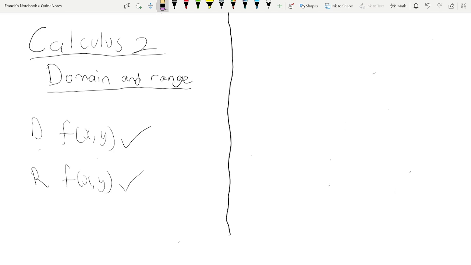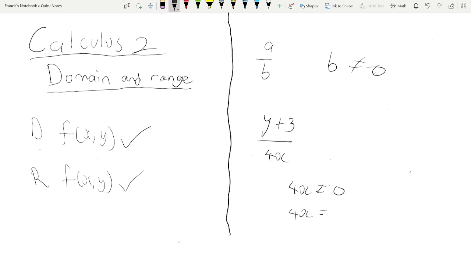So another example we can also have, remember we also had situations where we had a quotient. So maybe I have a over b. If you are doing this, you know that b cannot be equal to 0. So if I have an expression like, let's say, y plus 3 over 4x, right? It means that my 4x cannot be equal to 0, but x can be any other number. So the expression 4x can be any real number except 0, right? And in that effect, x can be any real number except 0, right?